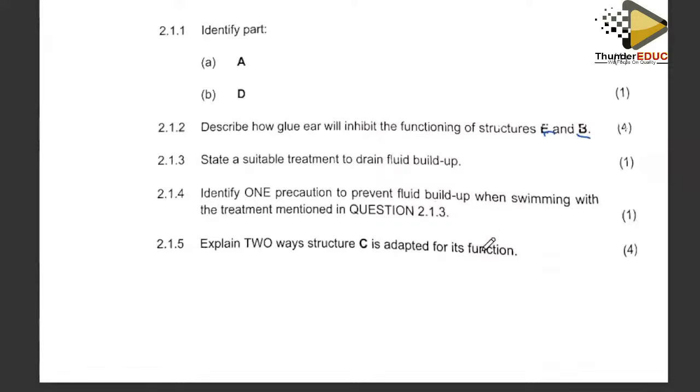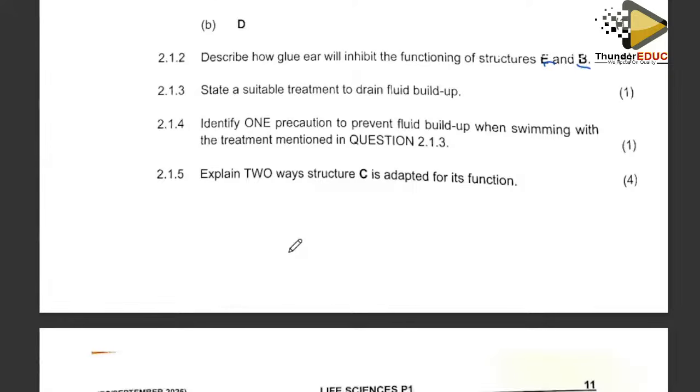Identify the precaution to prevent fluid build up when swimming with the treatment. You have the grommet. So what you need to do is to insert earplugs to prevent the entry of water into the middle ear. You just have to put something in the ears so that water is prevented from entering the middle ear. So that is what it means. Then let's go to the next question.